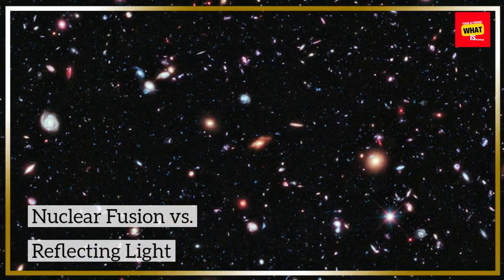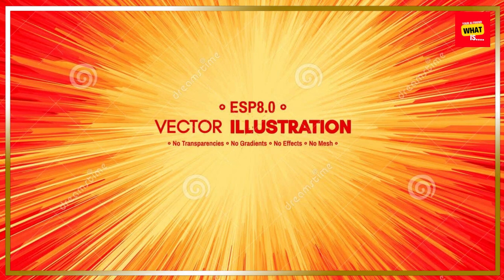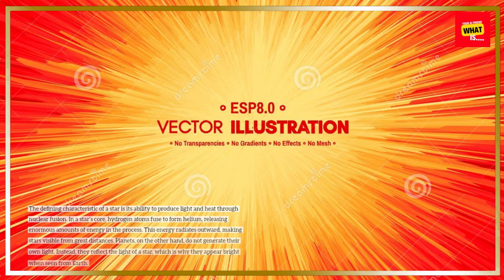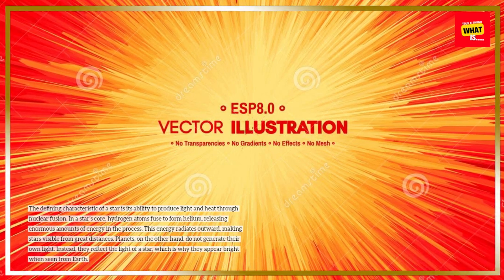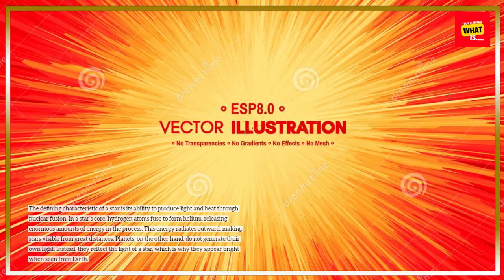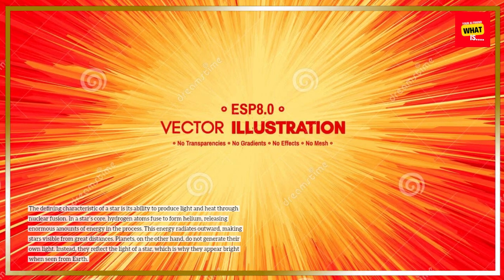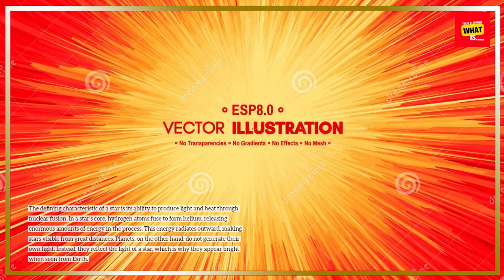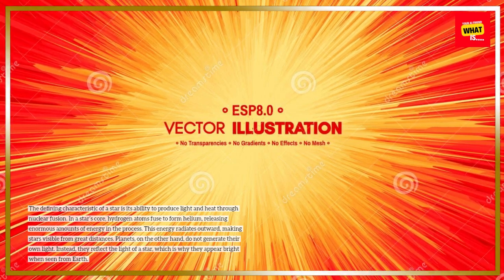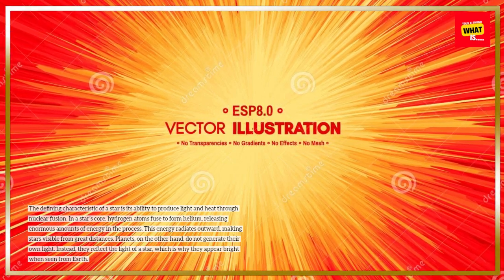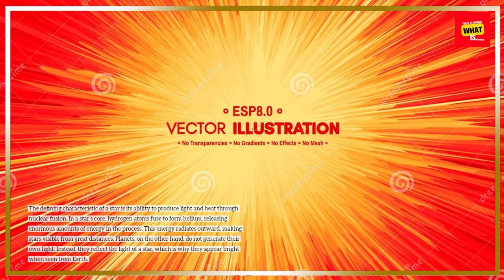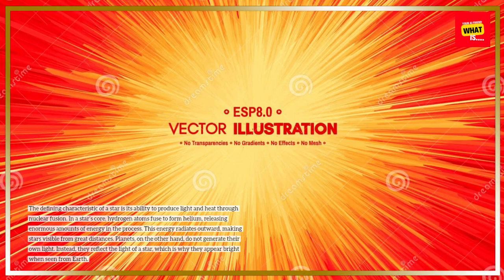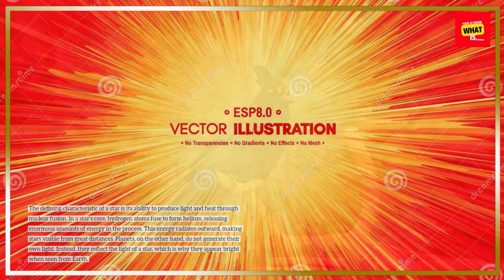Nuclear fusion versus reflecting light. The defining characteristic of a star is its ability to produce light and heat through nuclear fusion. In a star's core, hydrogen atoms fuse to form helium, releasing enormous amounts of energy in the process. This energy radiates outward, making stars visible from great distances. Planets, on the other hand, do not generate their own light. Instead, they reflect the light of a star, which is why they appear bright when seen from Earth.